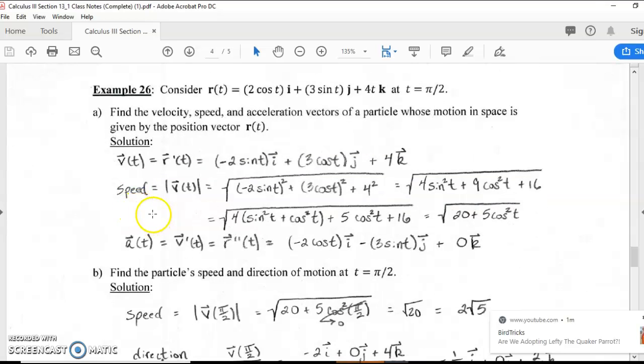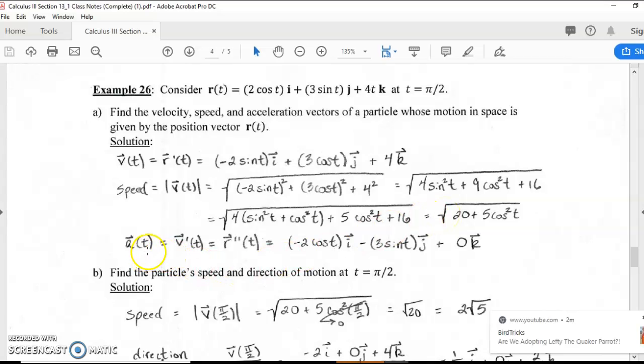The speed is the magnitude of the velocity vector, which just means we square each component, add them up, and take the square root. So minus 2 sine t squared plus 3 cosine t squared plus 4 squared is 4 sine squared t plus 9 cosine squared t plus 16. We can pull out a 4 from the first two terms and get 4 times sine squared t plus cosine squared t, which leaves us with a 5 cosine squared t plus 16. So sine squared t plus cosine squared t obviously is 1. So that's 4, and 4 plus 16 is 20. So we have the square root of 20 plus 5 cosine squared t. So that is the speed at any time t.